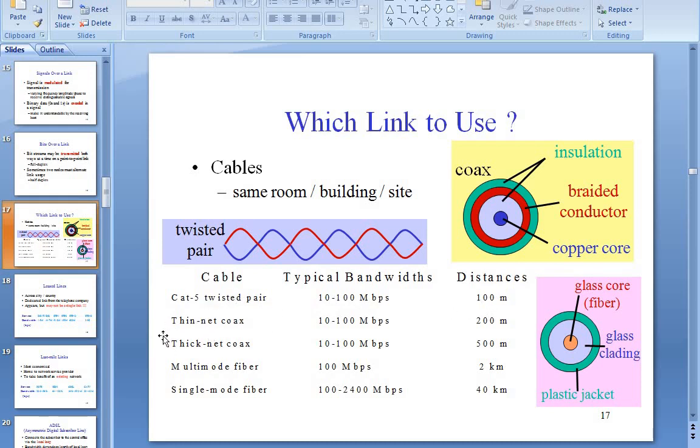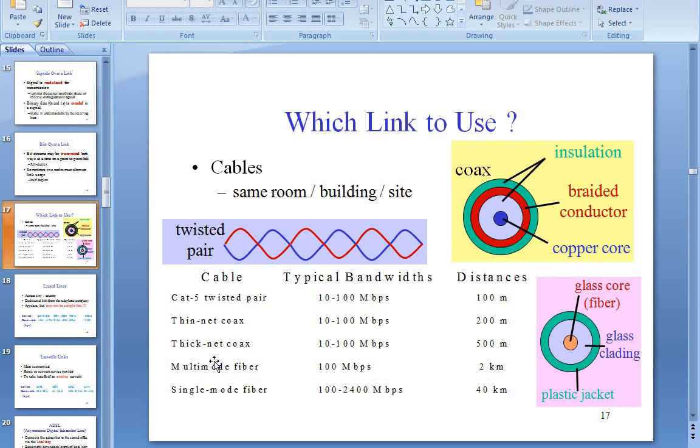For a coaxial cable we have two choices. One is thin net and the second one is thick net. Thin net is basically the black cable which can be used in cable TV or in the cable networks we normally use in our homes. In thin net, the possible bandwidth may vary from 10 to 100 Mbps up to 200 meters. In thick net it could be 500 meters.